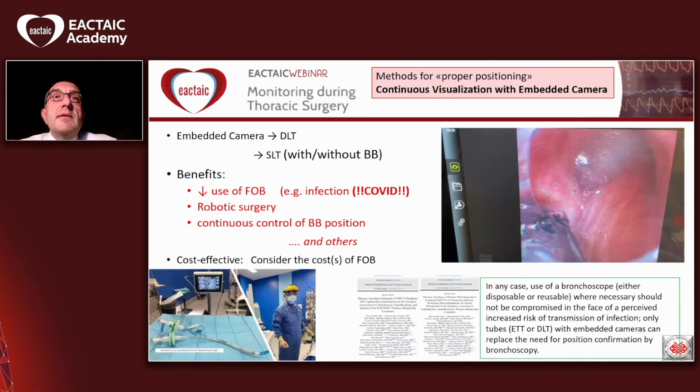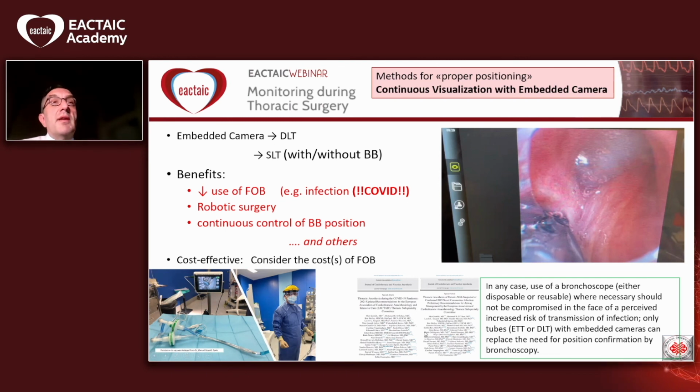Another method can be the continuous visualization with the embedded camera. This embedded camera can be with a double-lumen tube, as you can see here. This is a photo from our friend Manuel Gil from Valencia, or it can be also at the tip of the single-lumen tube, and then we can use it with a bronchial blocker again. These have several benefits, especially a decreased use of fiber optic bronchoscopy, and this can be also especially significant these days in COVID days.